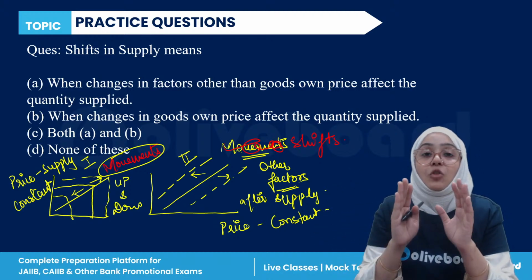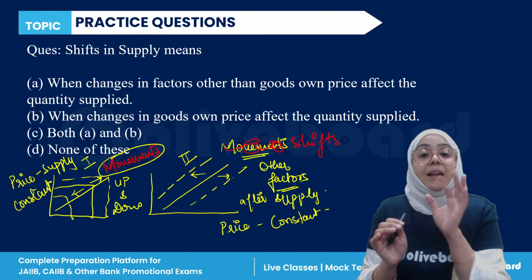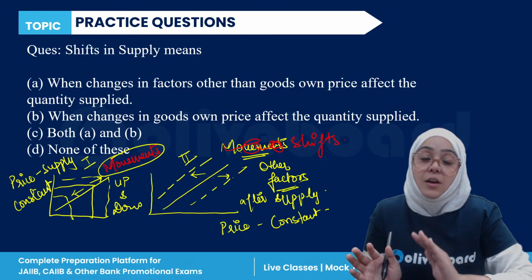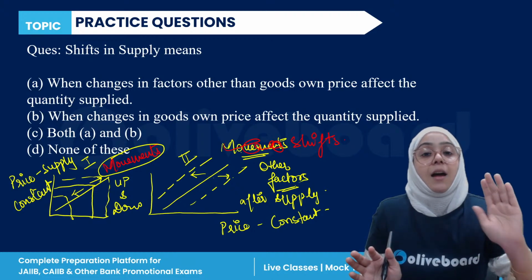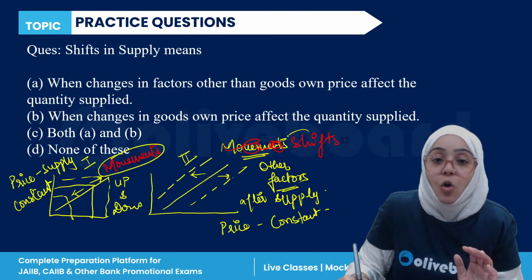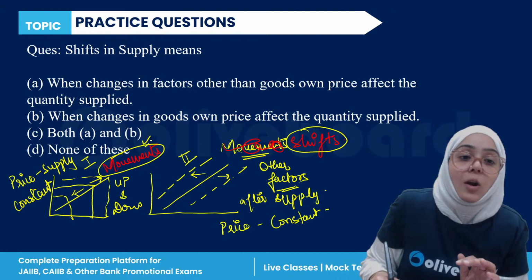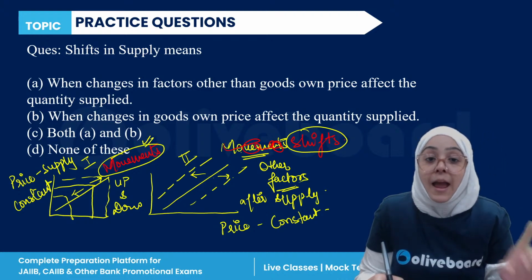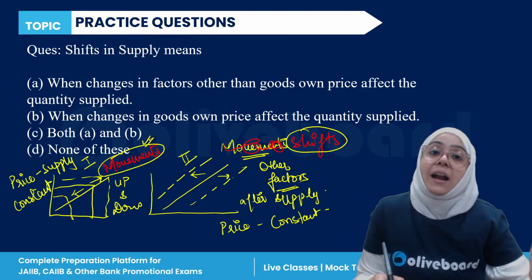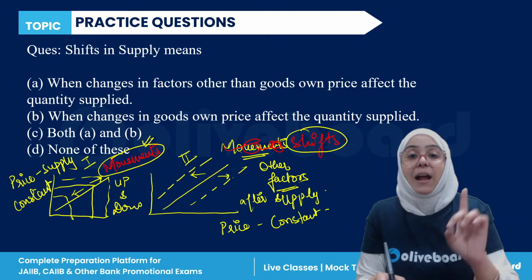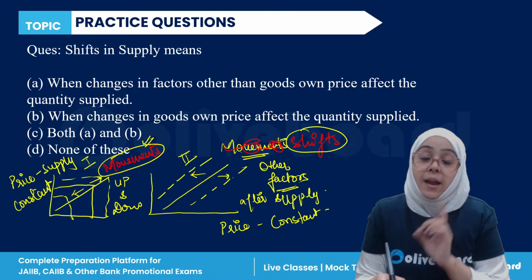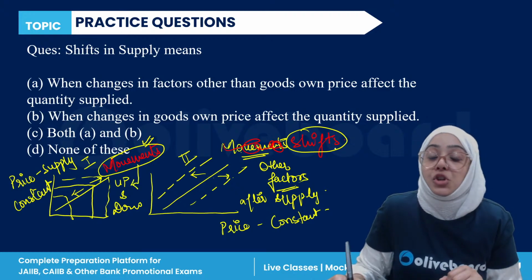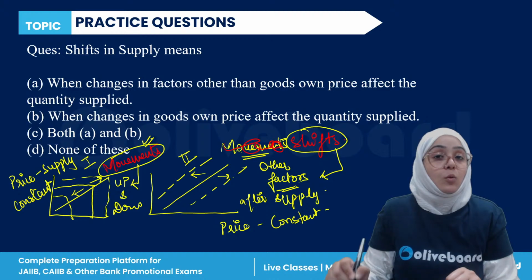But when there is a shifting, shifting means rightward shift or leftward shift, and rightward and leftward shift is always when price is constant. When price is constant and other factors are affecting the supply, this is called shifting, and this is called movement. Movements when price has the effect over the supply, and shifting when other factors are affecting the supply while price remains constant. So always remember movement is used for up and down, shifting is used for rightward and leftward shift.